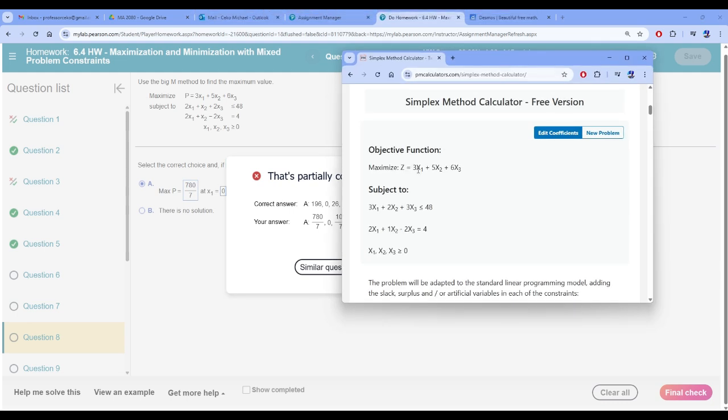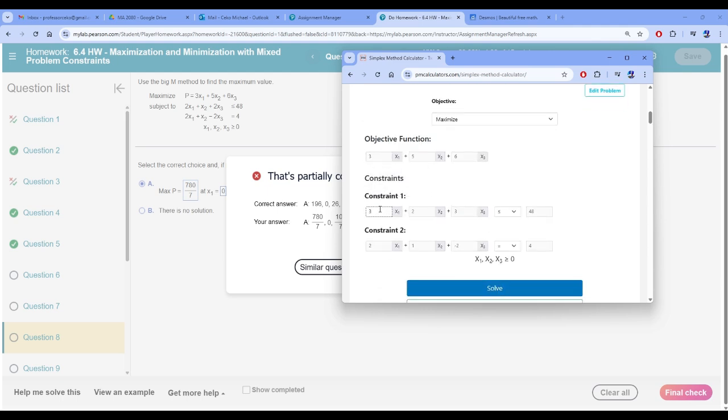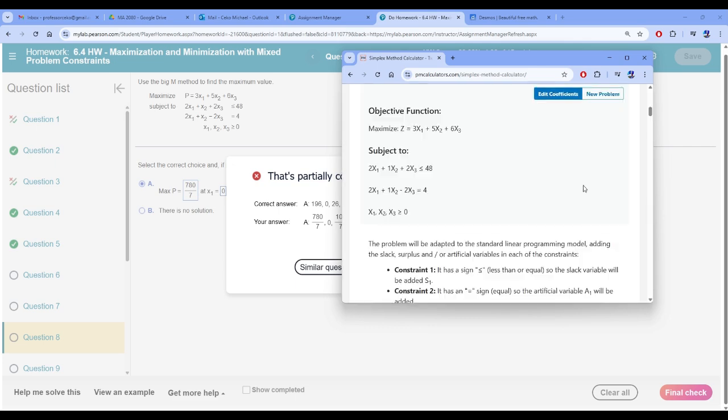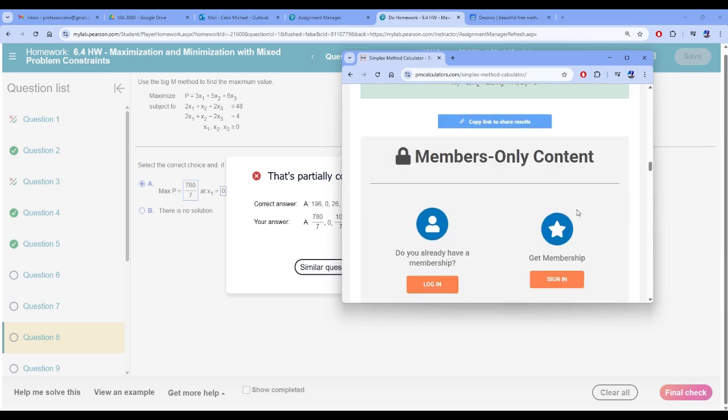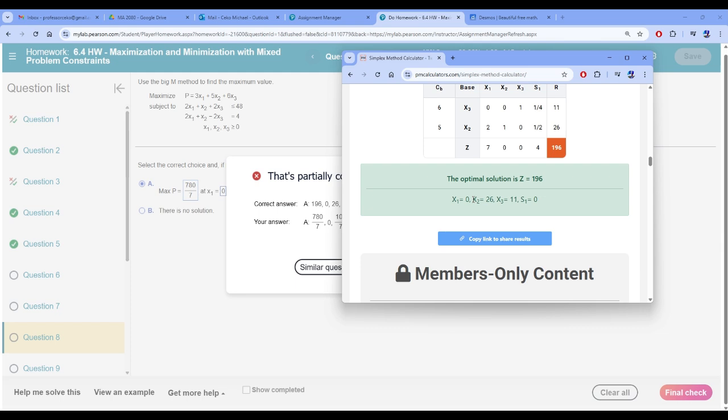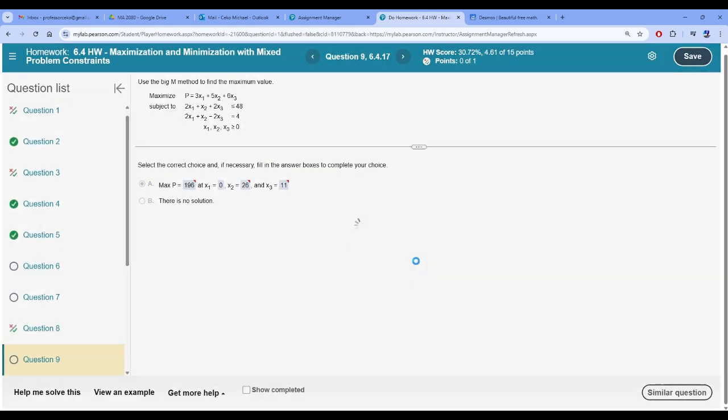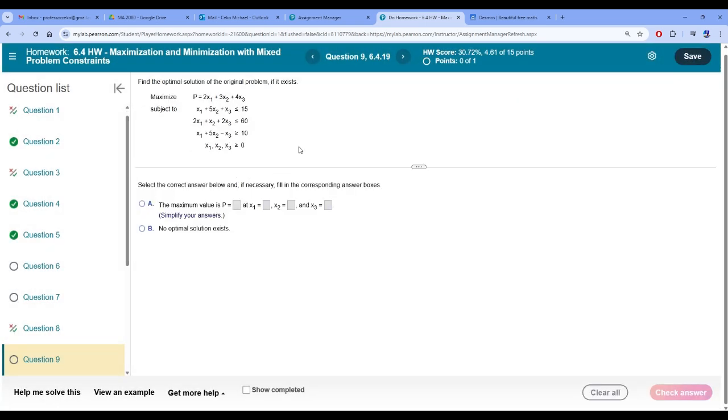Maximize 3x1, 5x2, 6x3. Subject to, this should have been a 2. 2, 1, 2 is less than or equal to 48. 2, 1, negative 2. Now if I go to solve, I probably got the right answer. Let's see. Yep, 196, 0, 20, 0, 26, and 11. Yep, I typed it in wrong. Okay. So, same thing. Literally the same exact thing.